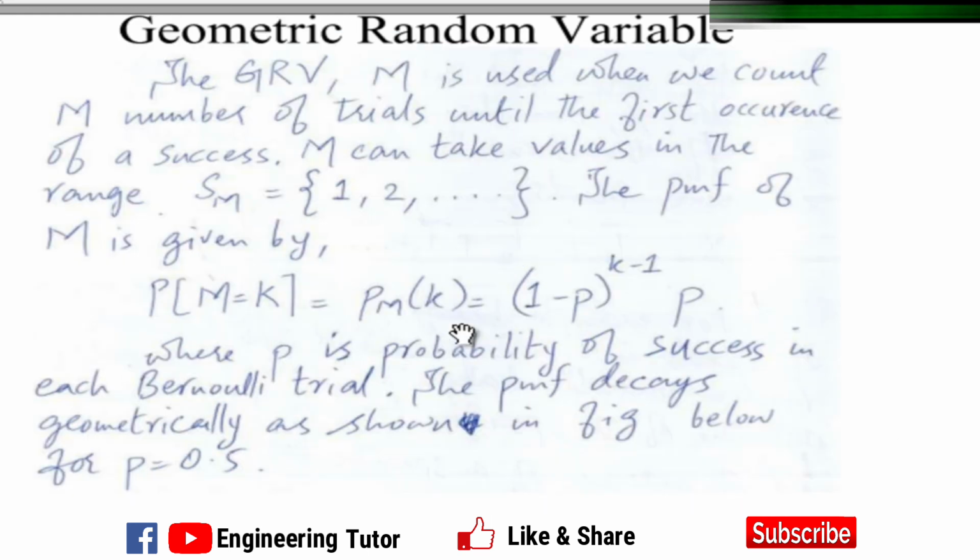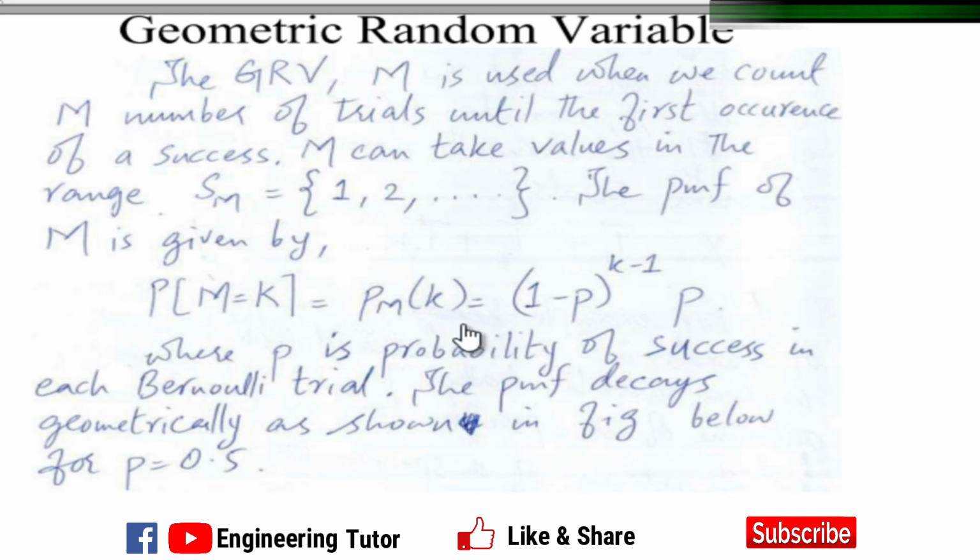Okay, let's move on. Geometric random variable, again a very important random variable, and we have discussed it earlier as well. The geometric random variable is used when we count the number of trials until the first occurrence of success. You have to perform the trials until you get a success. M can take values ranging from 1 up to any integer, until you get a success.